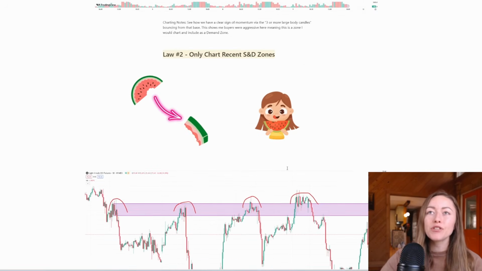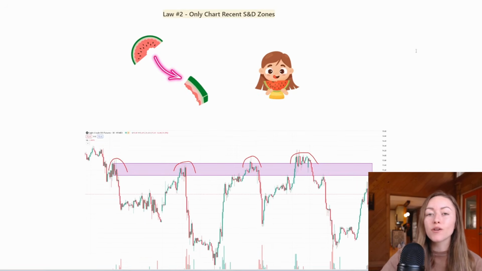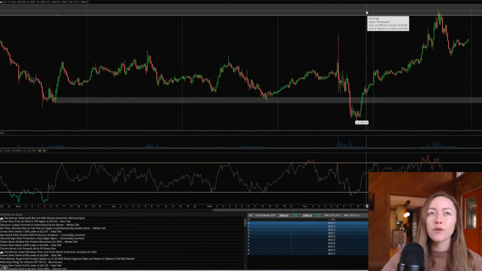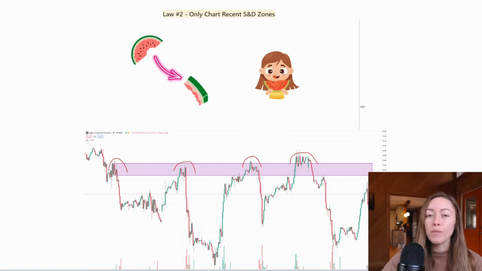Okay, law number 2 is only chart recent supply and demand zones. So sometimes you might have to go a little bit further back. In that last scenario that I showed you guys on gold, this zone up here was actually from about a week ago, but it was not 20 days ago or 180 days ago. I typically don't go back further than a week, and if I do, it really has to be a strong zone that has not yet been hit, maybe from multiple gap up days.